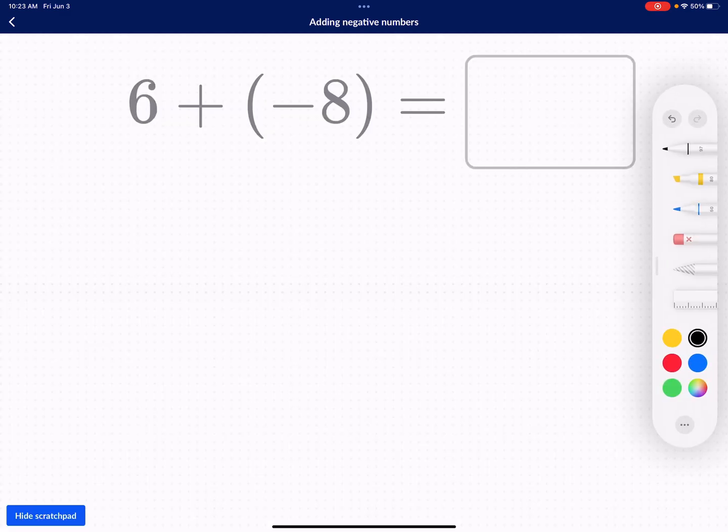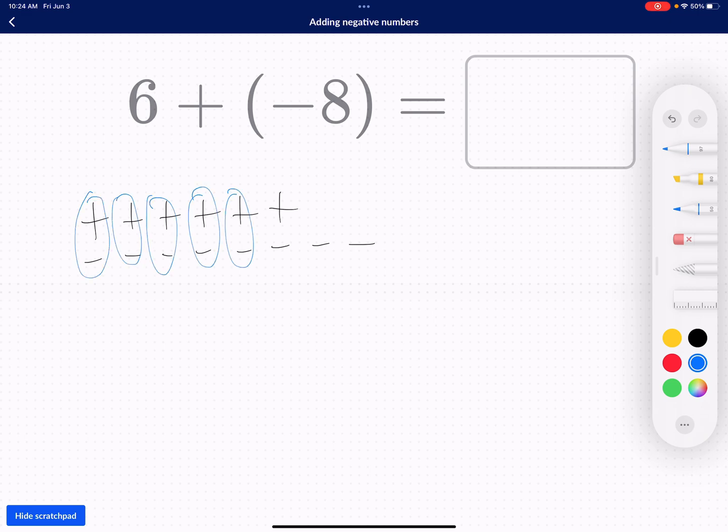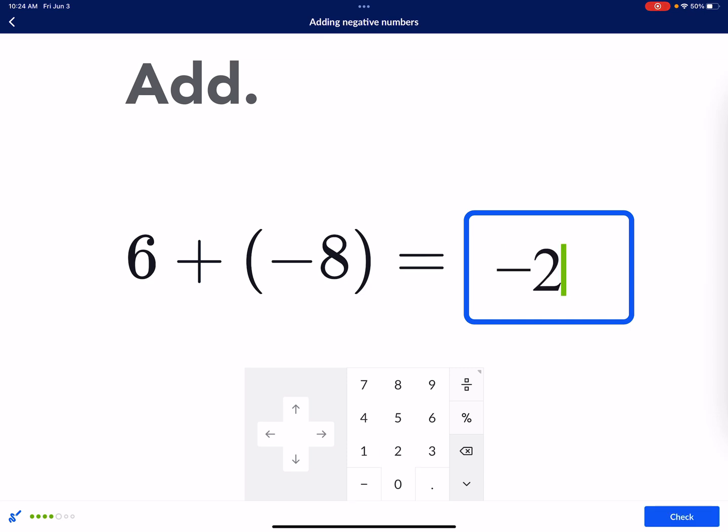So I start with 6 positive counters: 1, 2, 3, 4, 5, 6. And then I have 8 negative counters. This addition sign means to put more counters, so I put 8 negative counters: 1, 2, 3, 4, 5, 6, 7, 8. I'm going to be able to make 1, 2, 3, 4, 5, 6 zero pairs, so that's all going to 0. They're all 0, and I have 2 negative counters left over, so my answer is going to be negative 2.